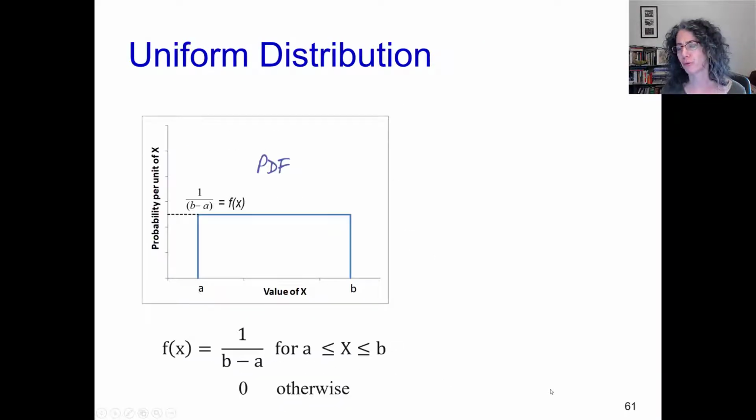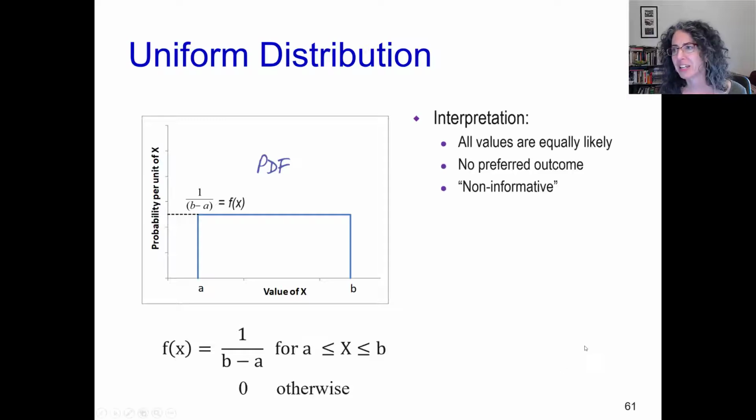So starting with uniform, this is just a flat distribution that captures the fact that all values are equally likely. Okay, no preferred outcome. If you're a Bayesian, you would call this non-informative. This distribution has two parameters, A and B, or a minimum value and a maximum value. So we end up with all values being equally likely between the minimum and the maximum and not possible outside of that range.